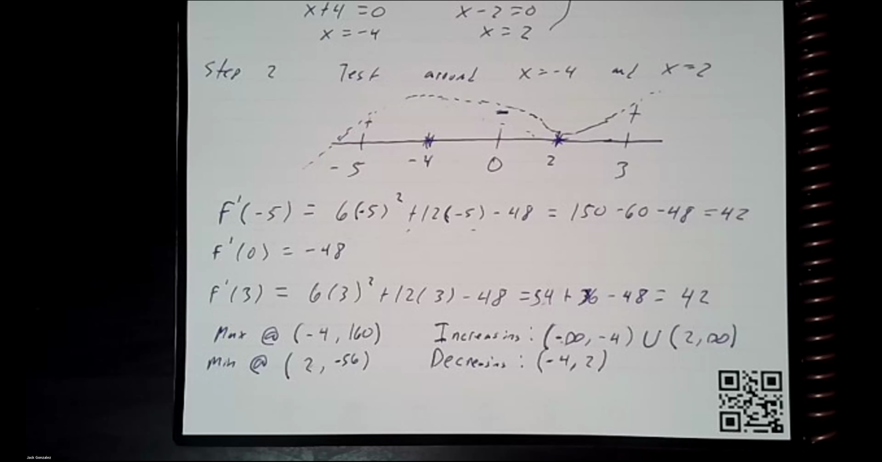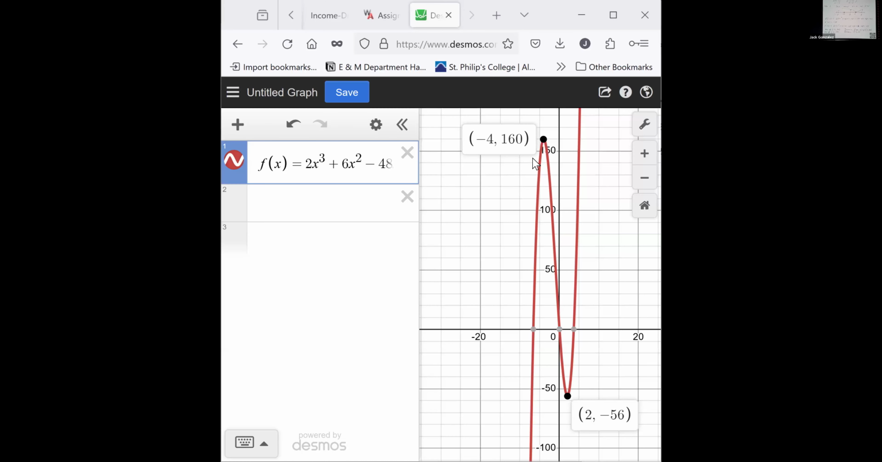Let's look at the graph again. Did we mess anything up? So increasing, right? All the way up until -4. Decreasing in the middle section. And then increasing after that. So yeah, looks legit.